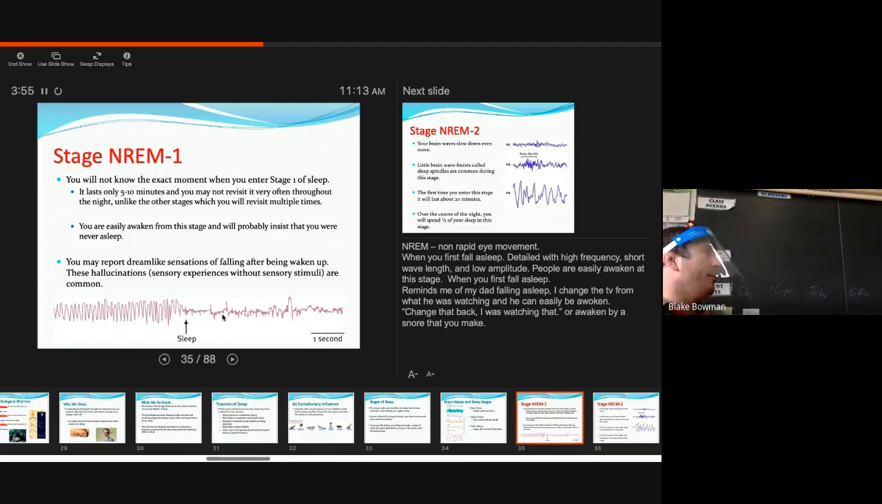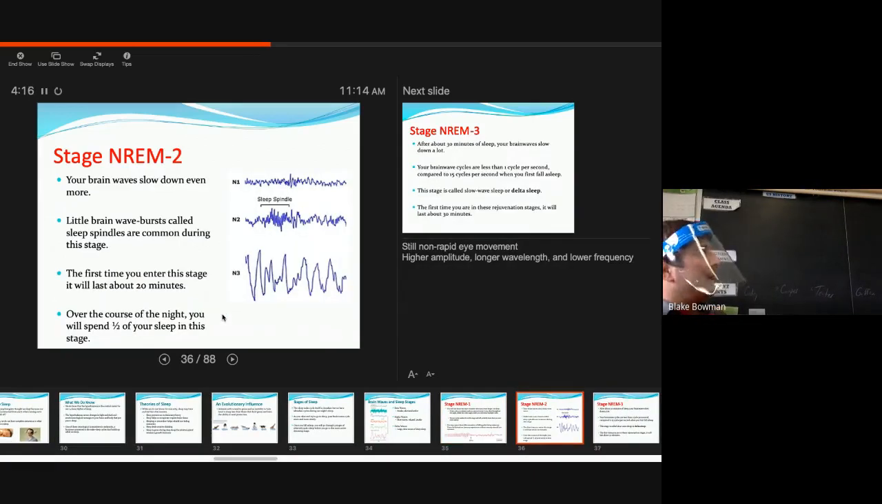So that's NREM1, non-rapid eye movement, stage 1. We have high frequencies. As we see the waves, there are many waves occurring in a given point, and the amplitude's pretty low. They're not high off that equilibrium. And it's just like we're dozing off. Just for a couple seconds, we might doze off into a sleep state.